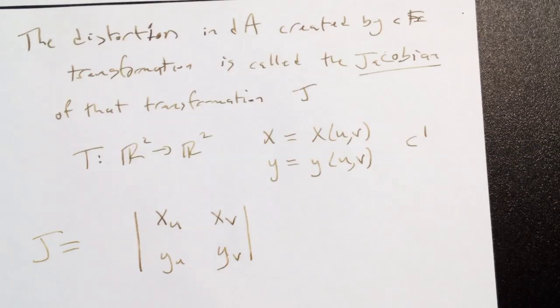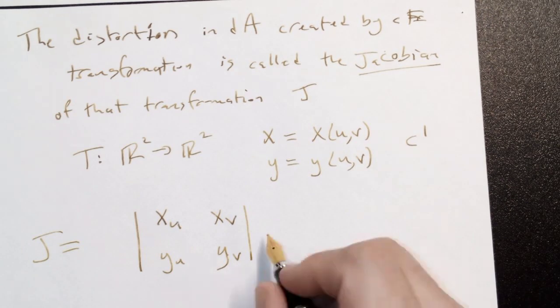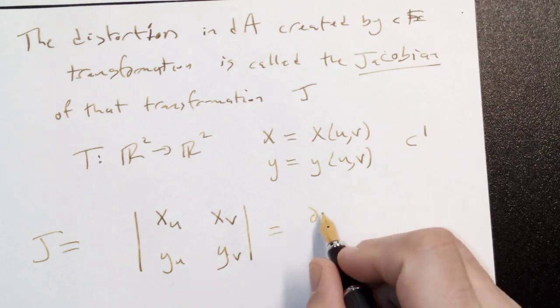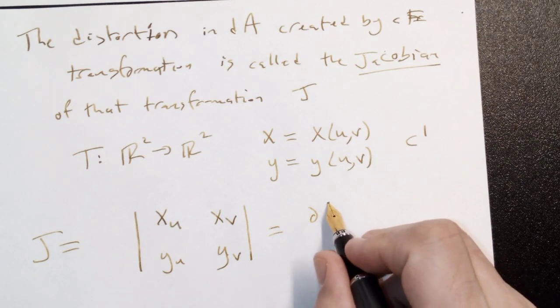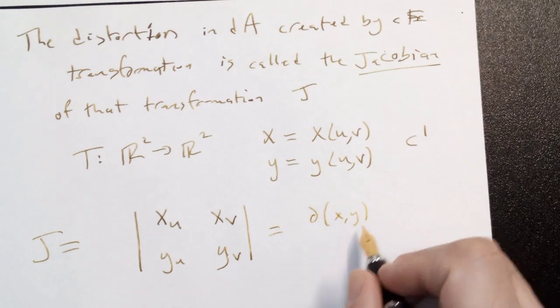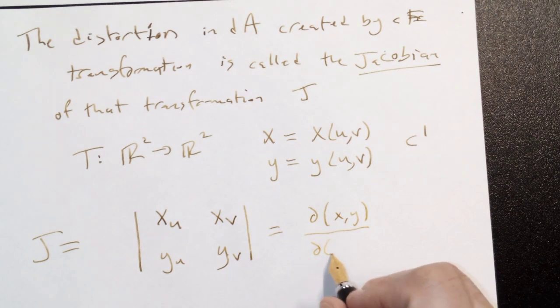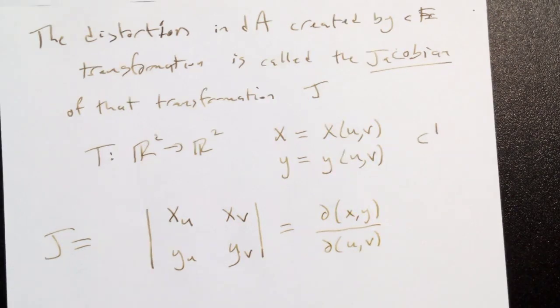Now, I don't just like calling this J because that doesn't tell me what I came from and what I went to. We also write this as the double partial. It's the partial of x and y with respect to u and v. And then if we want to integrate, we take the absolute value of this.